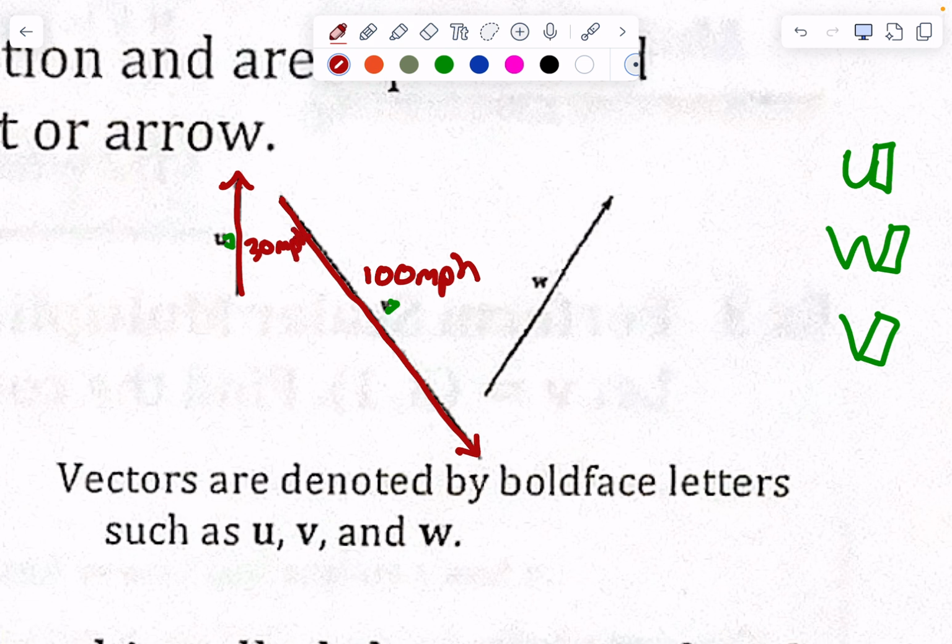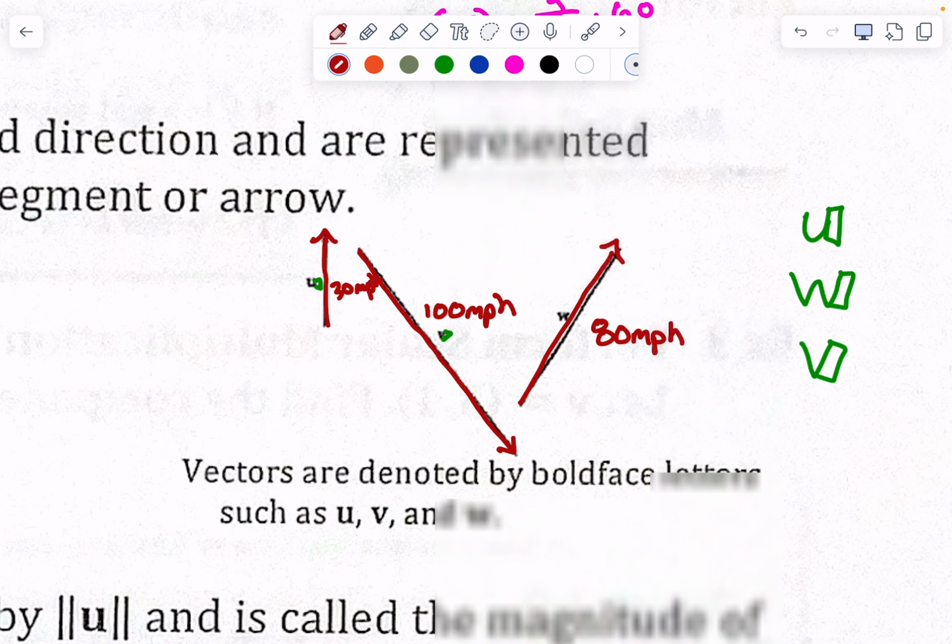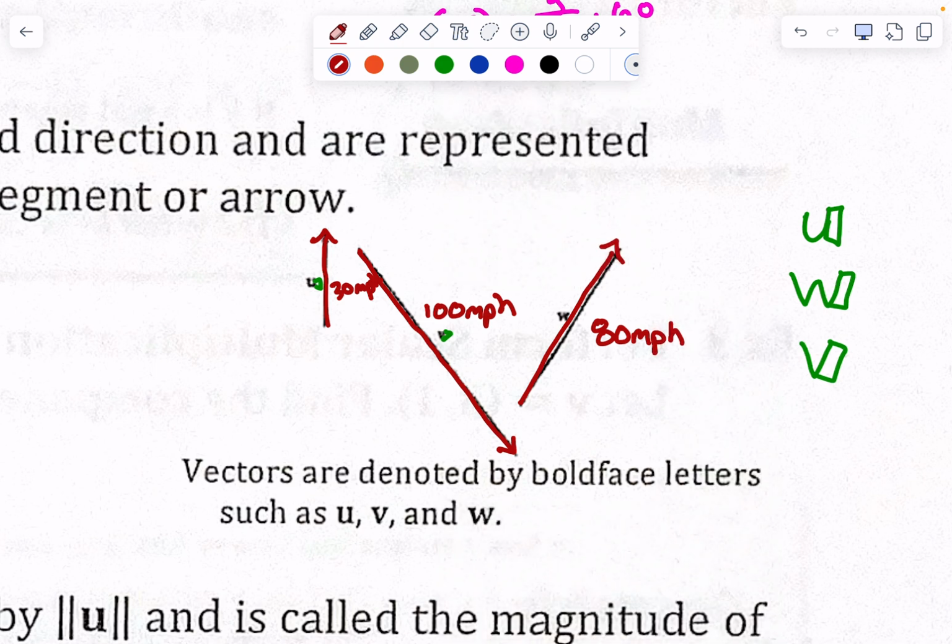30 miles per hour straight up. This one's going down and to the right, kind of in the fourth quadrant. This one might be going like 80 miles per hour, right? And it's going upward mostly, okay? So magnitude, direction, each one of these has a different direction, and the magnitude is reflected by how long the vector is. Got it?